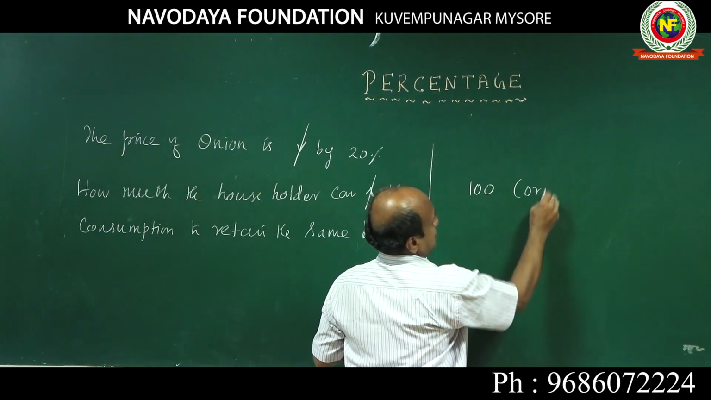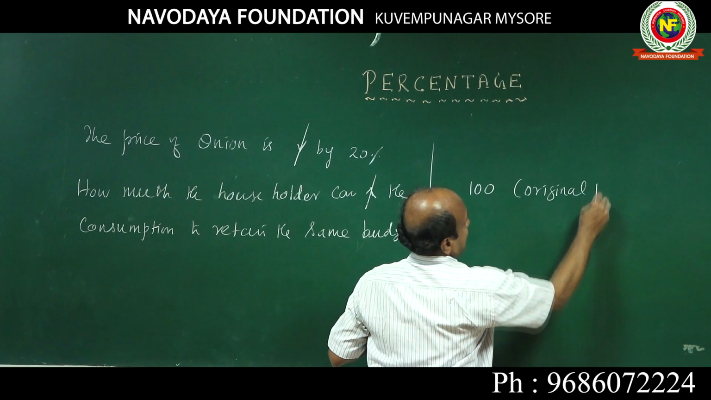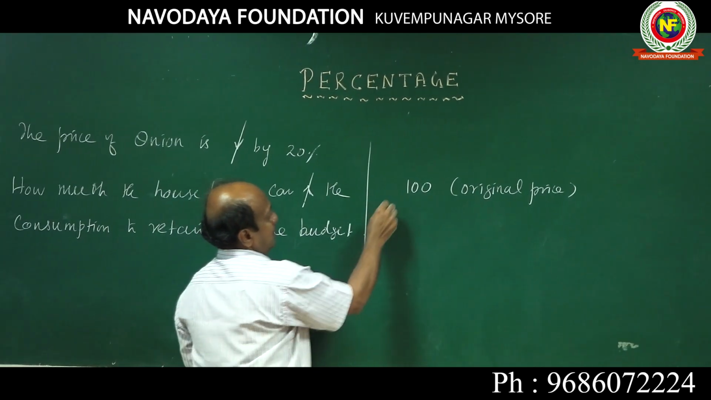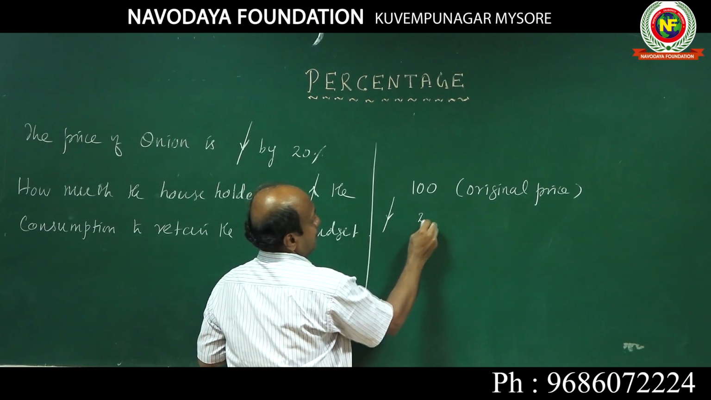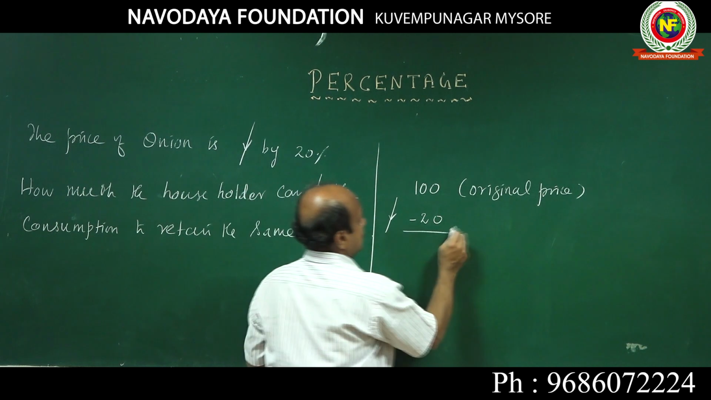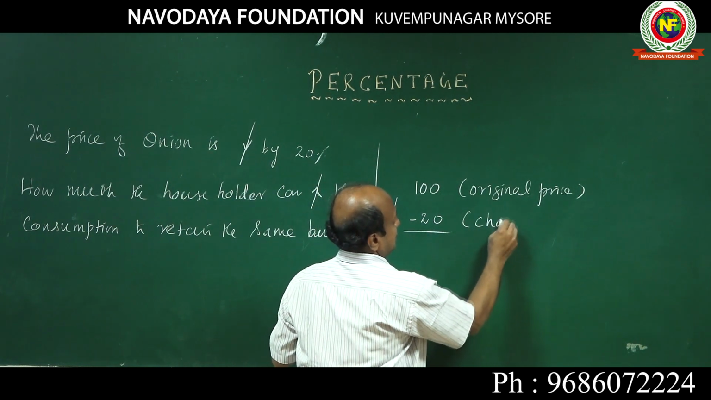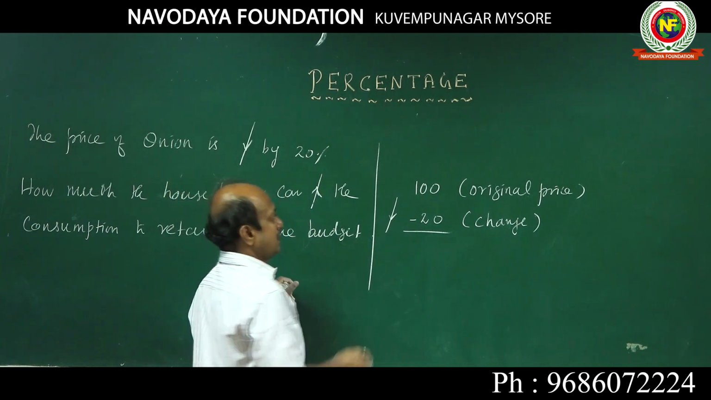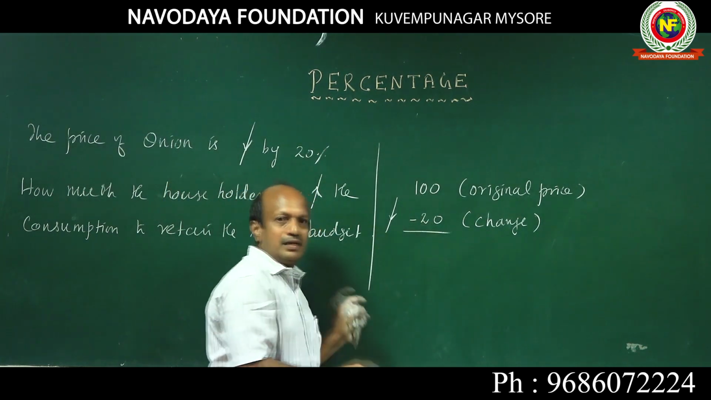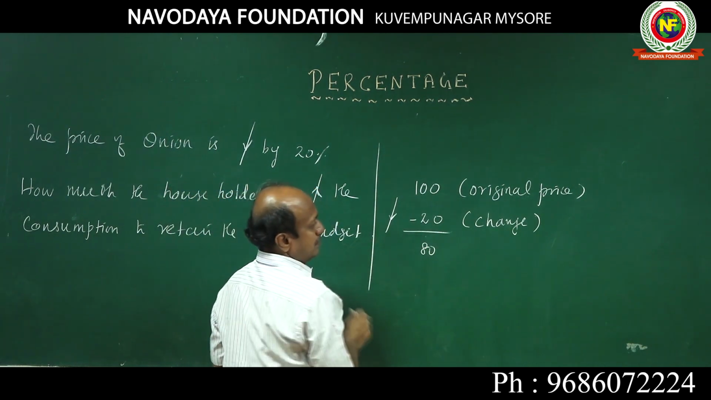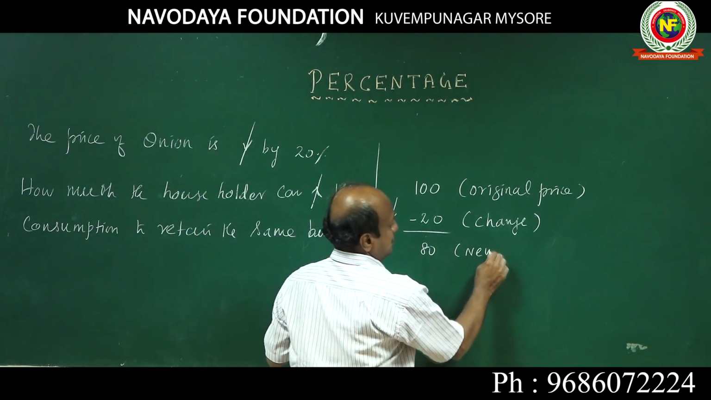Consider this is the original price. Now how much is decreased? It is decreased by 20. Decrease means it is nothing but minus. Now this we call the change. How much change has taken place? 20% change has taken place. That is nothing but, out of 100, just 20 as it is. Right, 100 minus 20 is 80. This is the new value.